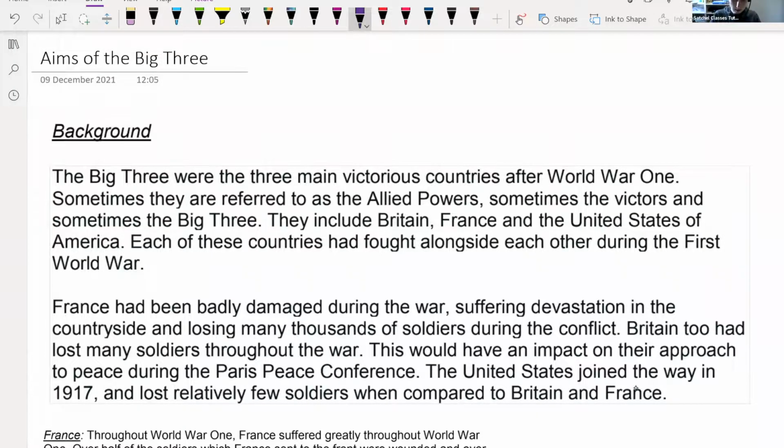So we are going to start with looking at who the big three were and what their aims were at the Paris Peace Conference, which is another name for the Treaty of Versailles in 1919. Okay, so we're just going to have a look at the background then. So who are the big three?